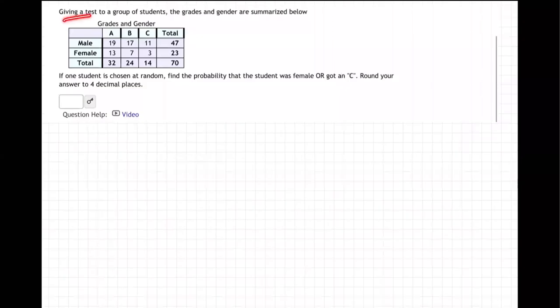This question says, giving a test to a group of students, the grades and gender are summarized below. So we have this table, students and their grades. If one student is chosen at random, find the probability the student was female or got a C. Female or got a C.